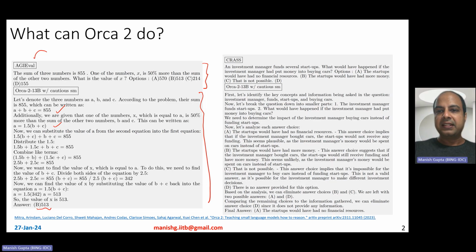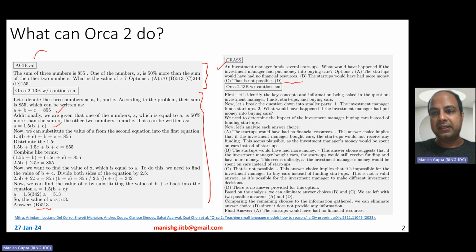Then consider another interesting logical reasoning kind of question. An investment manager funds several startups. What would have happened if the investment manager had put money into buying cars? Okay, so A, the startups would have had no financial resources. B, the startups would have had more money. C, that is not possible. And D is an empty option, right?